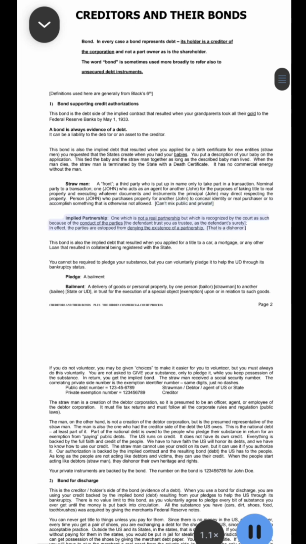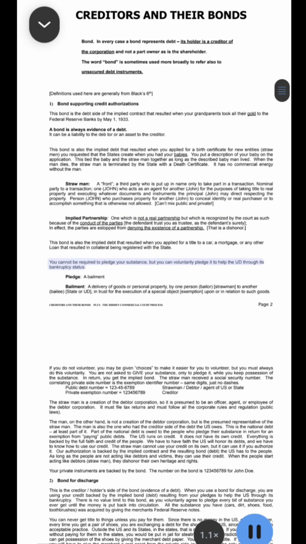Implied partnership. One which is not a real partnership but which is recognized by the court as such because of the conduct of the parties. The defendant trusts you as trustee. As the defendant's surety, in effect, the parties are estopped from denying the existence of a partnership. That is a dishonor. This bond is also the implied debt that resulted when you applied for a title to a car, a mortgage, or any other loan that resulted in collateral being registered with the state.